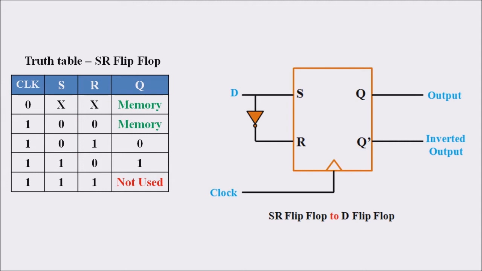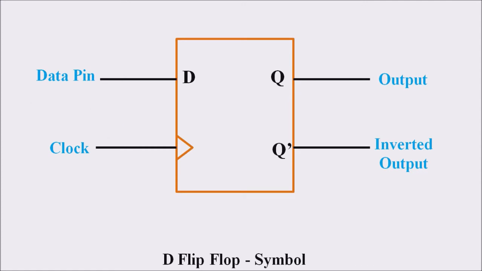So this symbol can be simplified as shown in this figure. Here we can see 4 pins in the symbol. One pin is for data, the second one is for clock, the third one is for output, and Q dash is for inverted output. So this is the symbol of the D flip-flop.